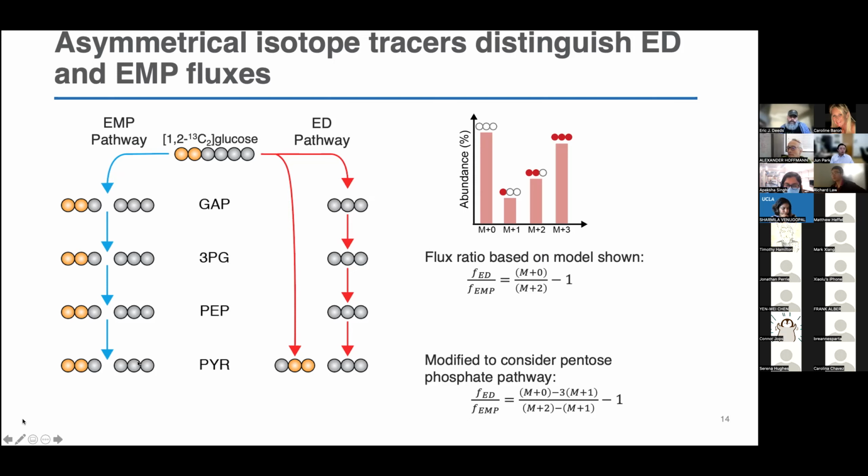Now, in the bigger scheme of things, this simple model of just the EMP pathway and ED pathway isn't the perfect representation, but it's a good explanation of initially how we're going through our analyses. Realistically, to get a more accurate estimation of these fluxes, you incorporate the contribution of asymmetric glucose labeling across different pathways, such as the pentose phosphate pathway. But essentially, the goal here is that we can use the mass isotopomer distributions of single lower glycolytic intermediates and develop some sort of not too complicated mathematical function that relates the ED to EMP pathway ratios to each other.